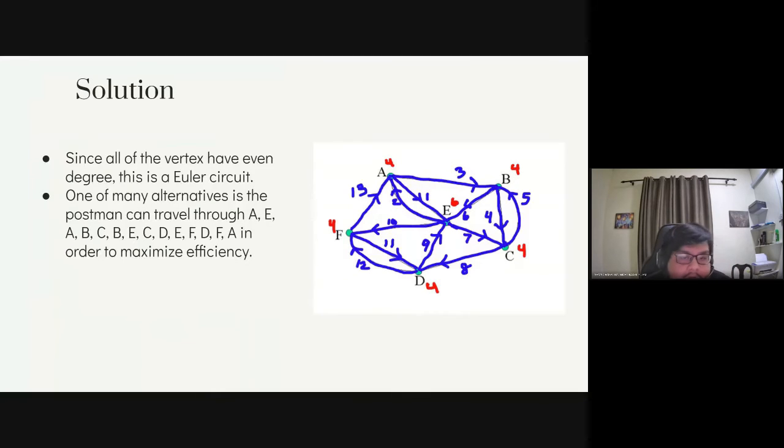Here's the solution. We know that it is an Euler circuit since all of the vertices have even degree. One of many alternatives is that the postman can travel from A to E and then back to A, to B, to C, to B, to E, to C, to D, to E and then to F, to D, to F, and then back to the starting point A. This can maximize the efficiency.